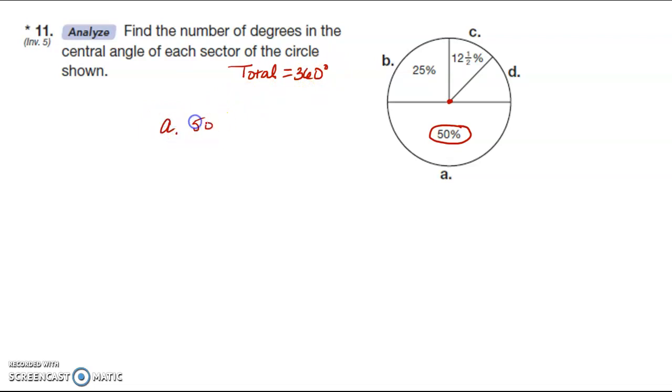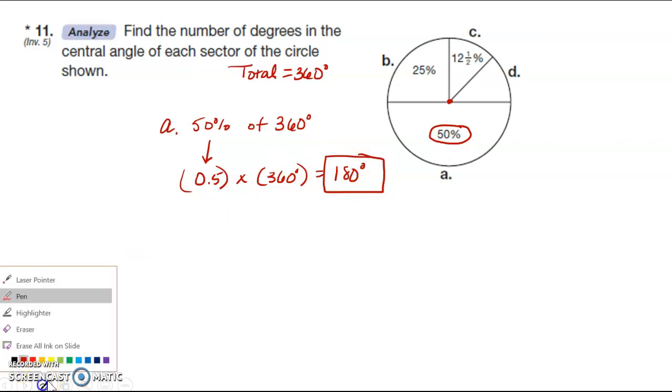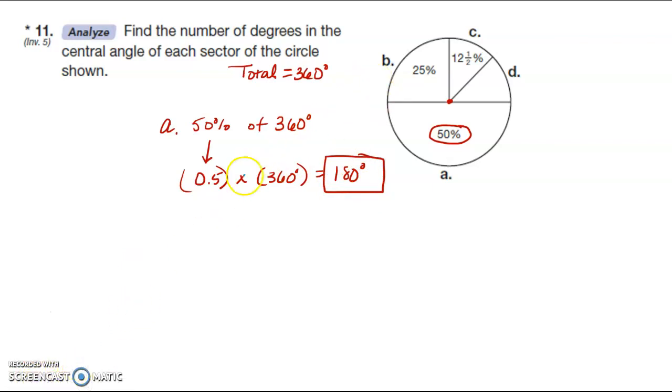So if the total number of degrees in a circle is 360, A is going to be 50% of 360. This as a decimal is 0.5 times 360. It's going to be 180. Let me change colors here. We'll do the rest of them.